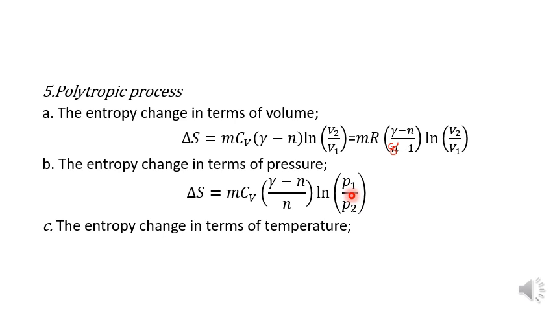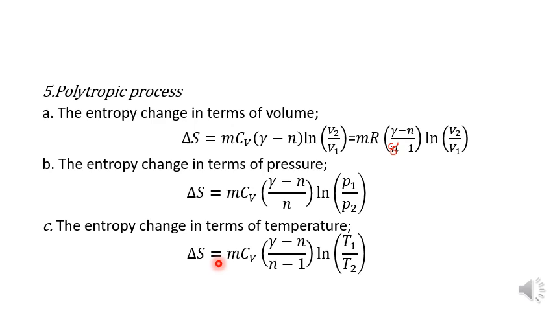Next, like that only in terms of temperature also. We all know the relations between P, V, T. So by using those relations, I'm changing the formulas like this. We know that V2 by V1 is equal to T1 by T2 whole power 1 by n minus 1. So that n minus 1 comes to the denominator side. So delta S is equal to m Cv gamma minus n divided by n minus 1 ln T1 by T2.